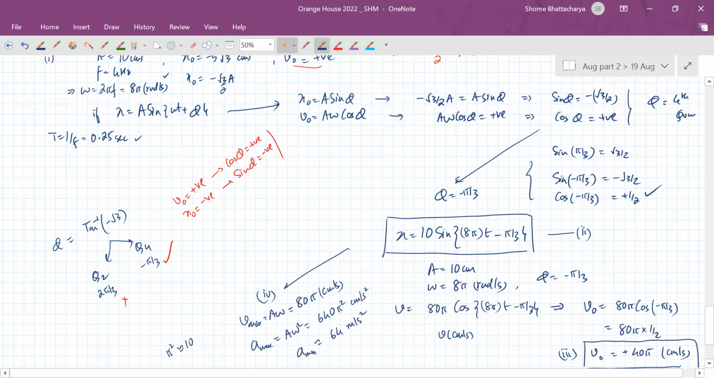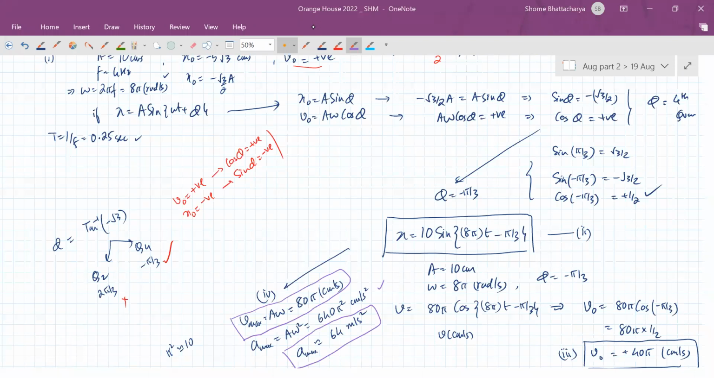So very high maximum acceleration. Okay. So these two are the answers for the maximum speed and the maximum acceleration. This is the accurate answer, and this is an approximation. So very good if you have got these answers correct. The phase constant thing was the only slightly tricky thing. Rest of the things were more or less formula based.